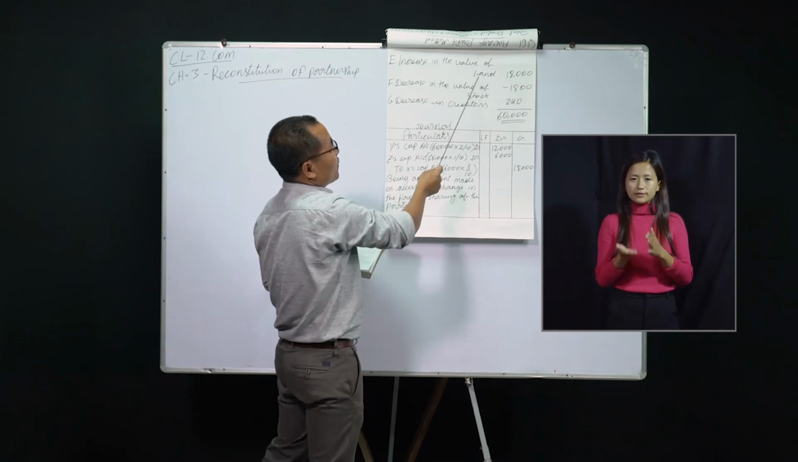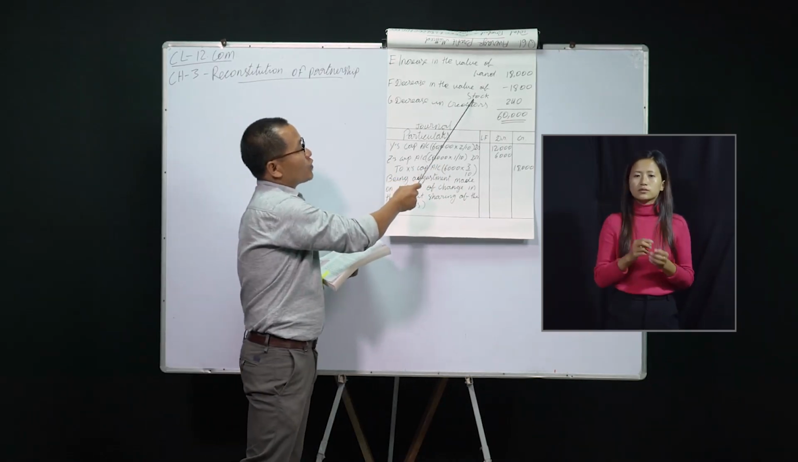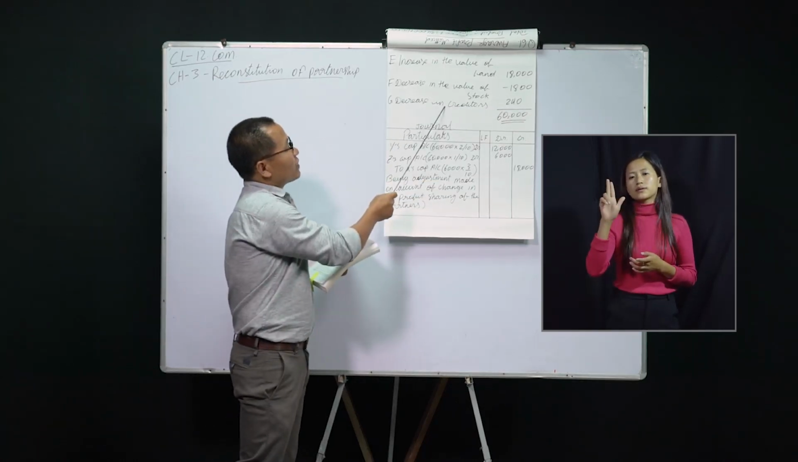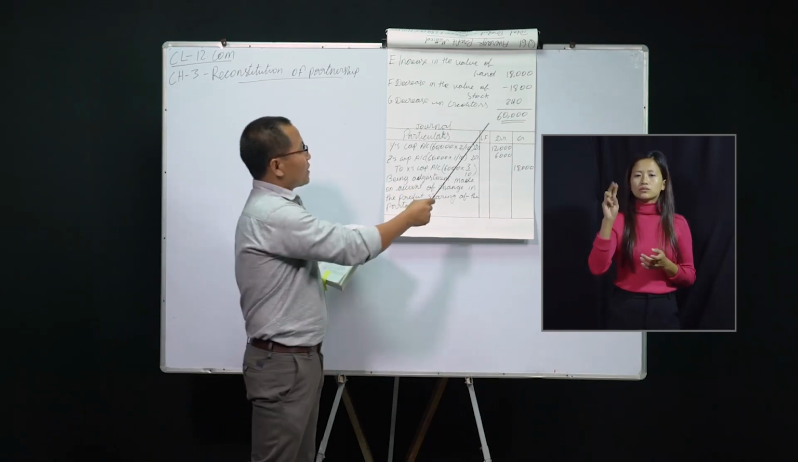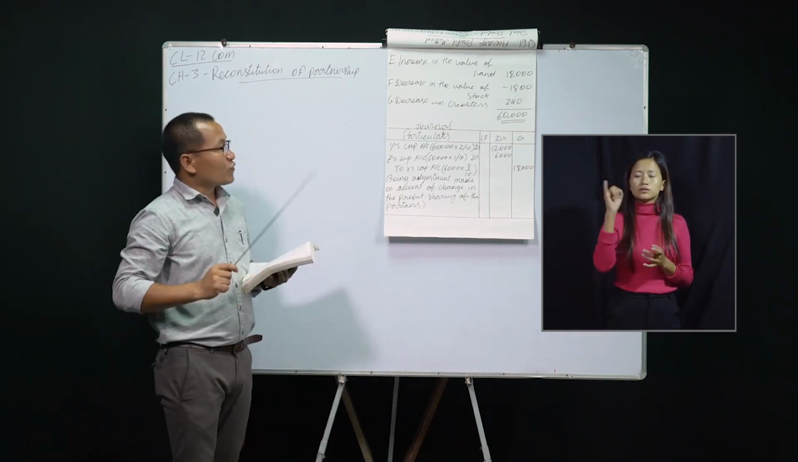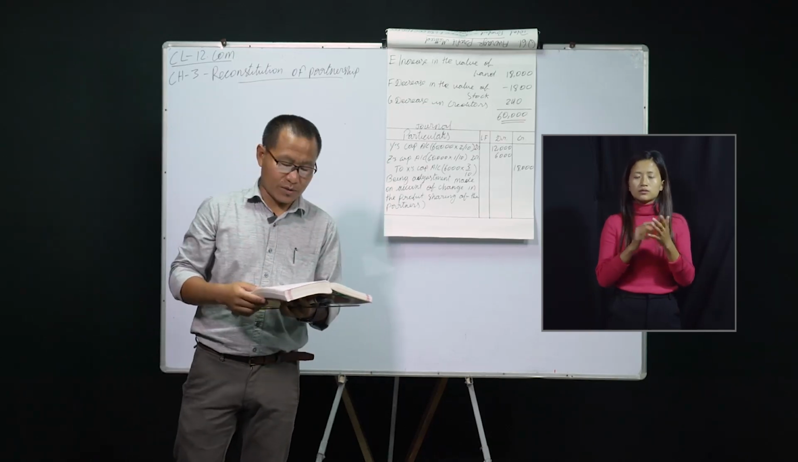Increase in the value of land is 18,000. And also decrease in the value of stock is minus 1,800. Decrease in creditors is 240. So the net profit comes to 60,000, which we will have to see how it has to be distributed between the gaining partner and sacrificing partner.